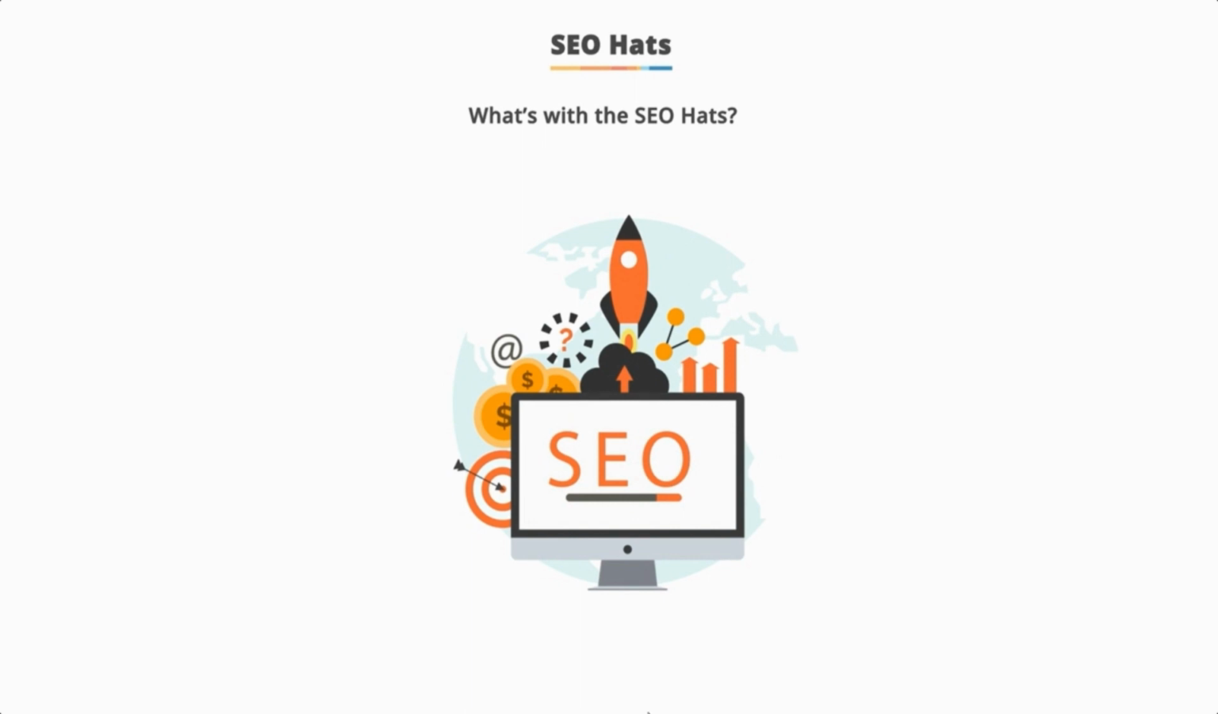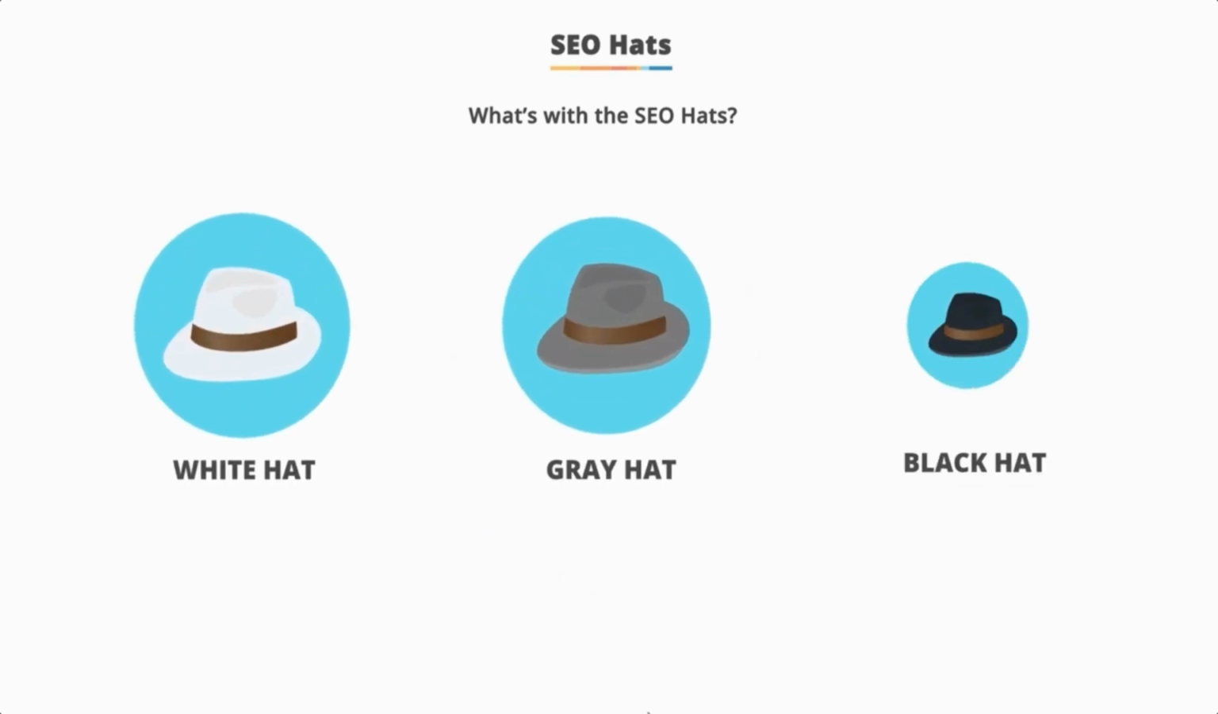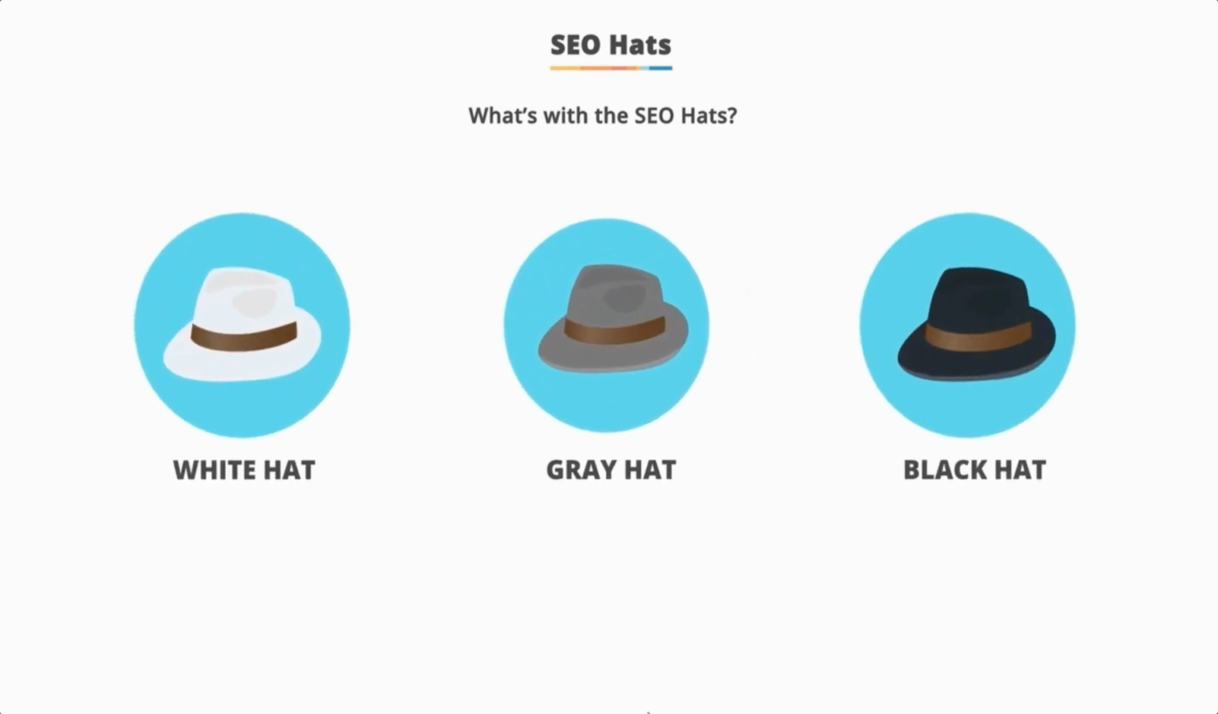There's a lot of talk about SEO hats. There are 3 types of SEO hats that you should know about: white hat, gray hat, and black hat. Each of these hats represents that type of technique used by people for optimization. We will discuss each of these techniques in detail.